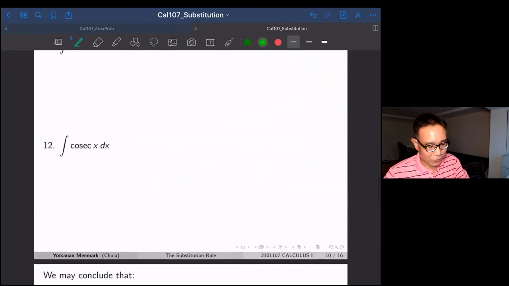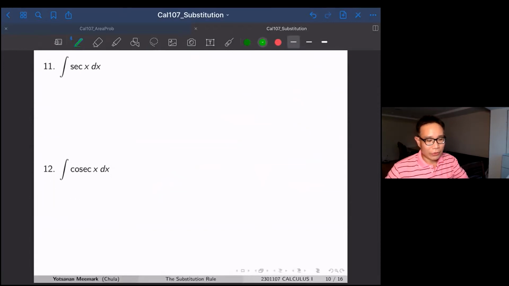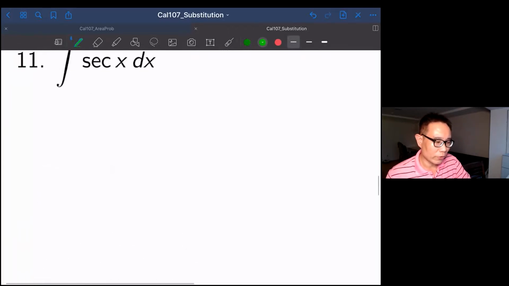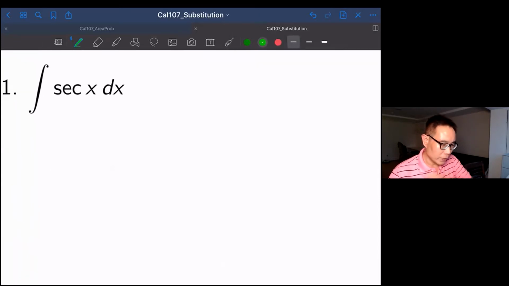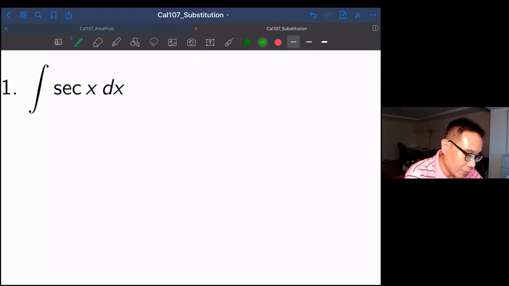The next two will follow the same criterion: the integral of sec and the integral of cosec. We're not going to use the identity sec equals 1 over cos. Sec equals 1 over cos is correct, but we're not going to integrate sec x dx by just changing it into 1 over cos and letting u be cos or something. It doesn't work that way. What we're going to do for integrating secant is kind of tricky: we multiply by a special term.